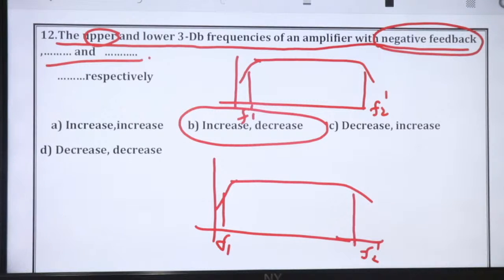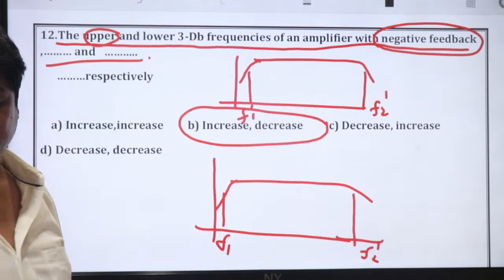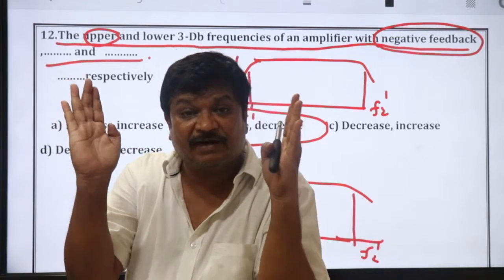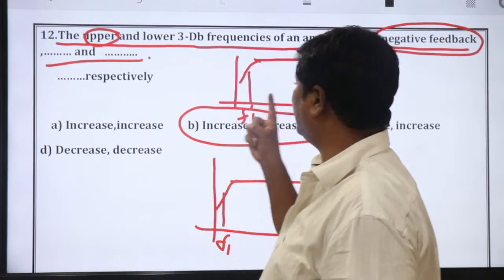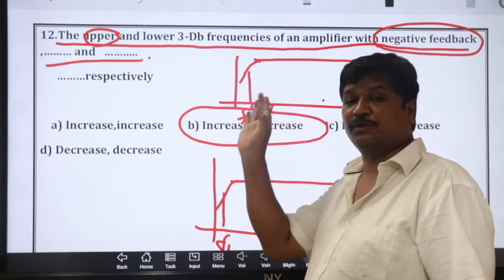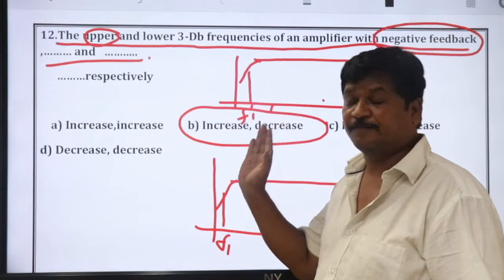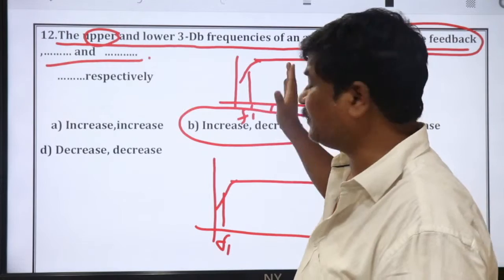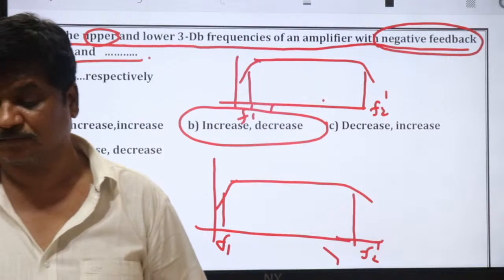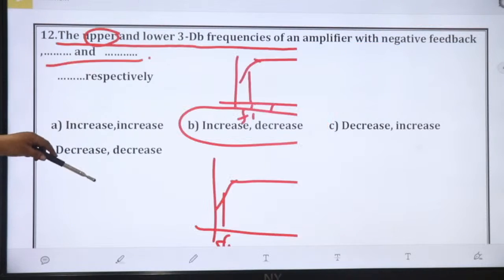Okay, no problem. But the same thing in a multi-stage amplifier is a different concept. If you go for multi-stage amplifiers, if the number of amplifiers are cascaded, bandwidth will decrease. Bandwidth decreases means F2 dash decreases, F1 dash increases. Don't confuse that question with this question. The multi-stage amplifier concept is different and the feedback amplifier concept is different. Whatever I explained here, the same concept will be reversed for cascading of multi-stage amplifiers.